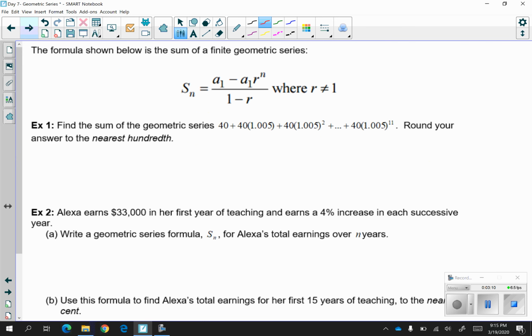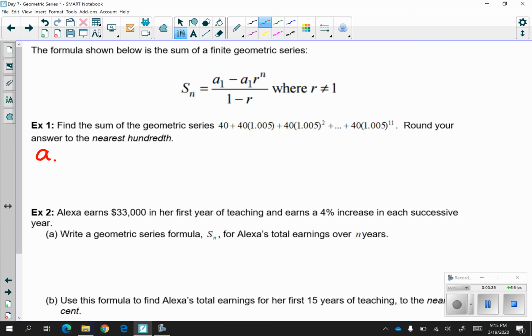Now again, we have the formula for the sum of a finite geometric series. Keep in mind that this formula is on your reference sheet, so you don't have to remember it. And let's try a different example with it this time. So they want you to find the sum of a geometric series, and they want you to round your answer to the nearest hundredth. So let's try to find the variables that we need.